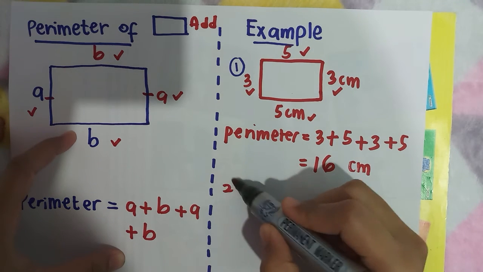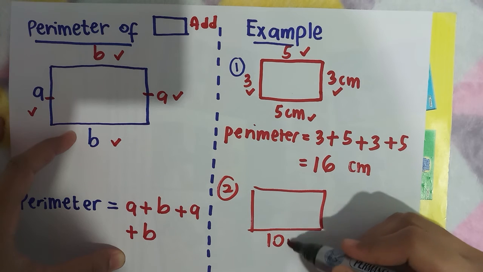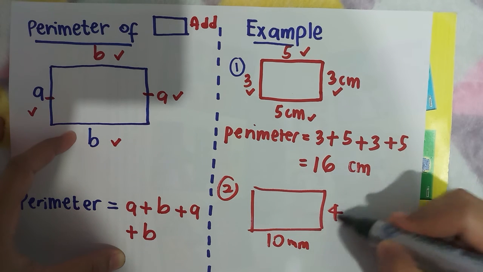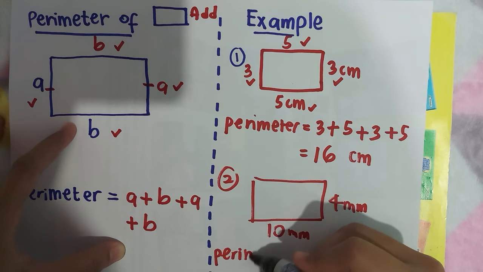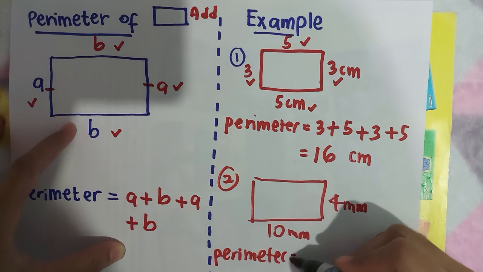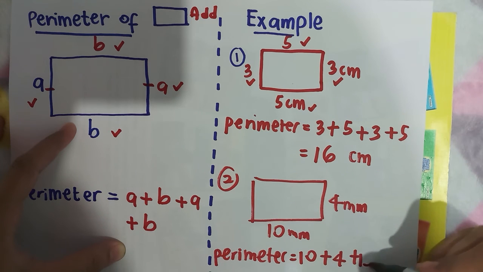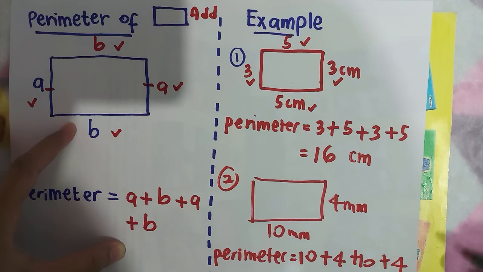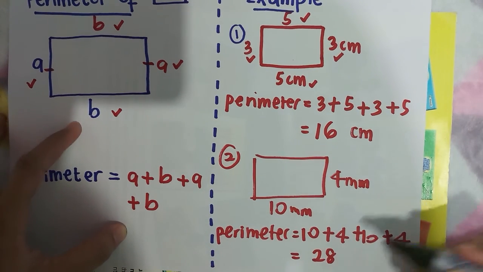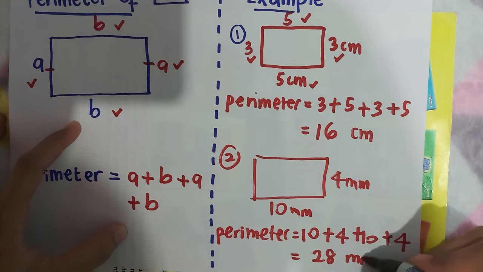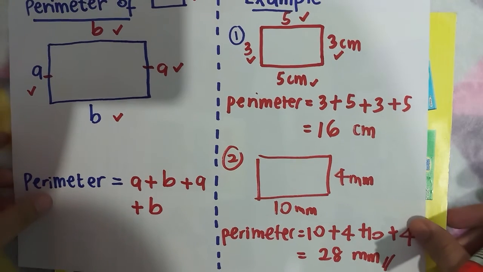Try the second example. Let's say we have 10 mm here and 4 mm here. For perimeter, remember you add all. So the perimeter is just 10 plus 4 plus 10 plus 4, so you will get 28. Now what is the unit? Mm.